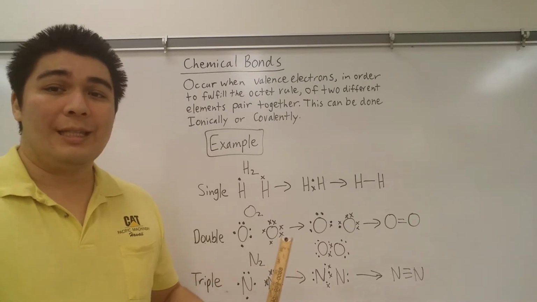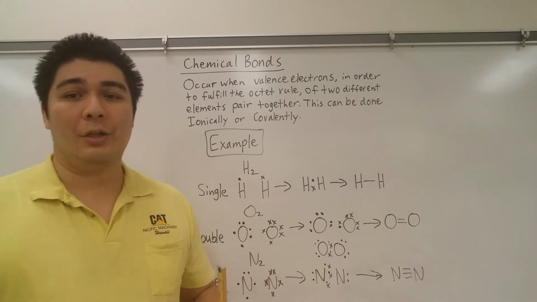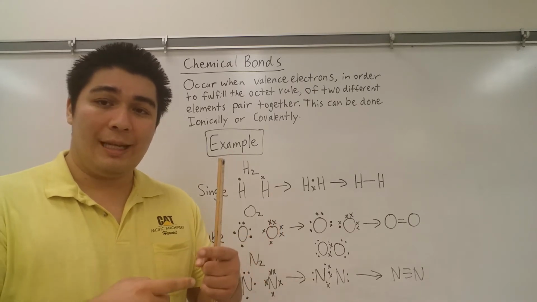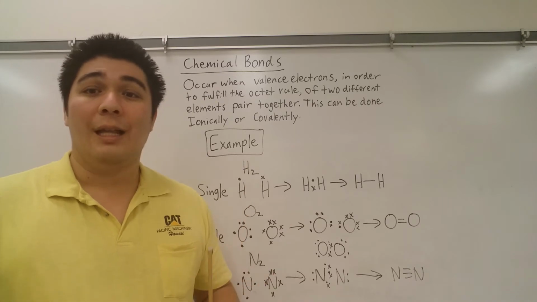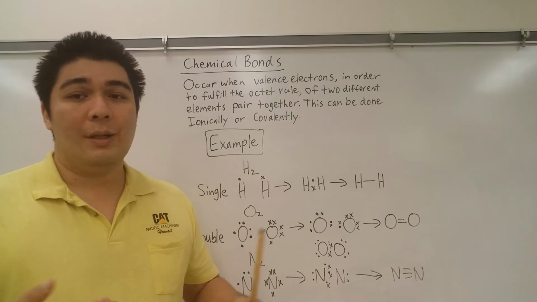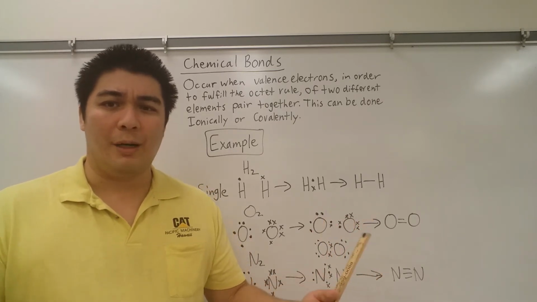So first off, we need to define what a chemical bond is. A chemical bond occurs when the valence electrons of different elements pair together or combine in order to fulfill the octet rule. This can be done either ionically or covalently. So what does that even look like? And what do I mean by types and number of bonds?